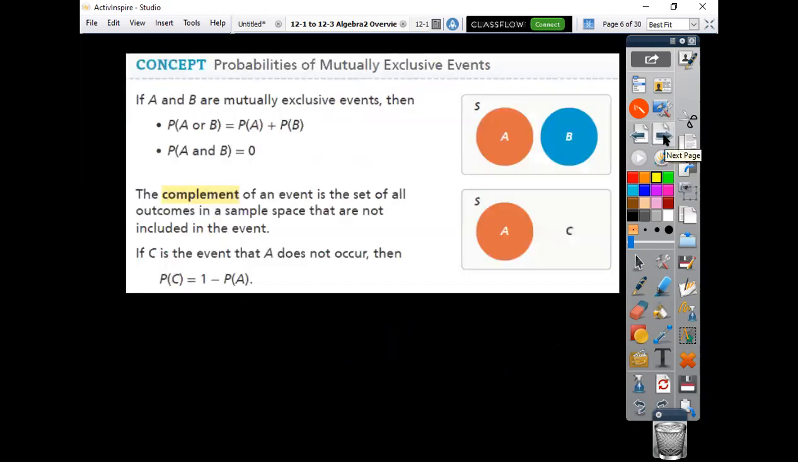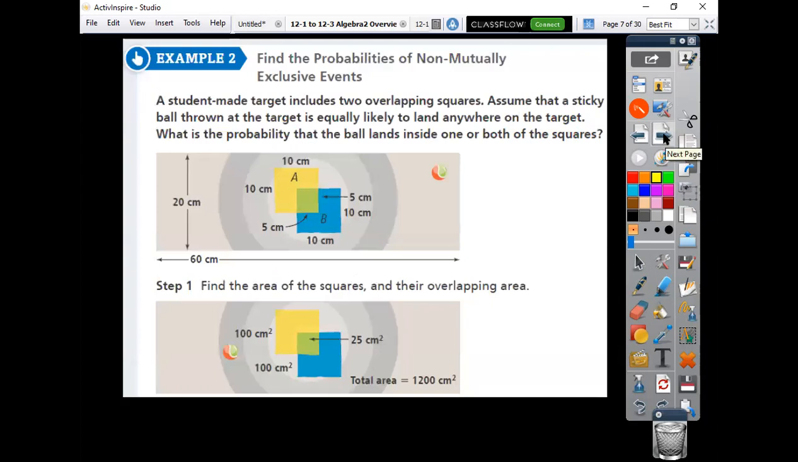So the next one says we have A and B over there, and they're mutually exclusive. See how they don't overlap at all? So that's why they're mutually exclusive. And the probability of A and B both occurring, is what this is saying, that's 0 because they can't both happen. And if you look at the complement, that's everything outside of here. So if we're talking about the complement of A, that would be 1 minus the probability of A. Kind of did that on that last problem.